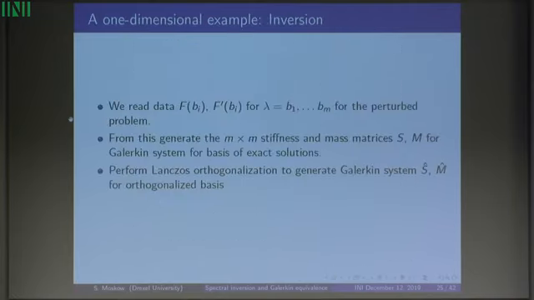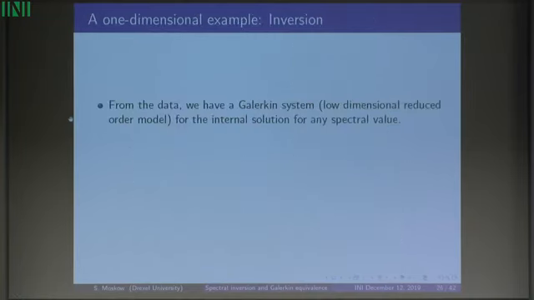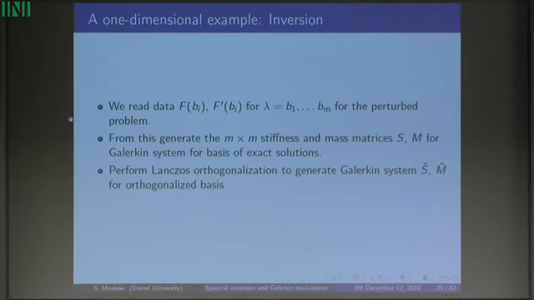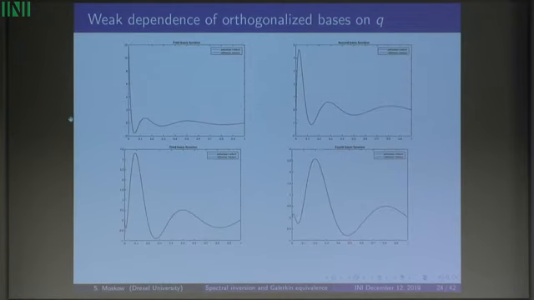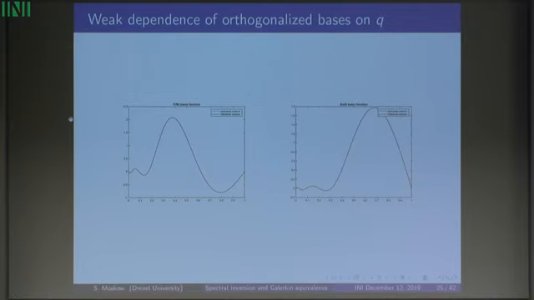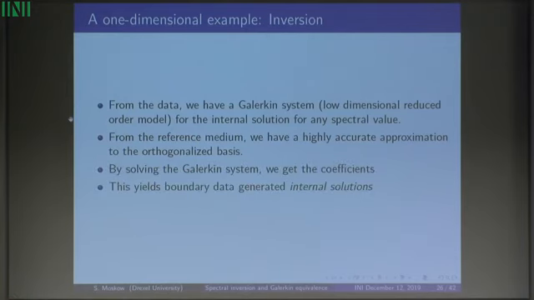And so this is the really interesting part of it from the point of view of inverse problems. So from the data, we have a low-dimensional reduced order model for the internal solution. Oh, wait, I didn't finish explaining that. Because I claim we can use these reference basis functions, we can actually get the internal solution. Well, not exactly, but some approximation of the internal field. So by solving the Galerkin system, we get the coefficients. And so this yields boundary data generated internal solutions.